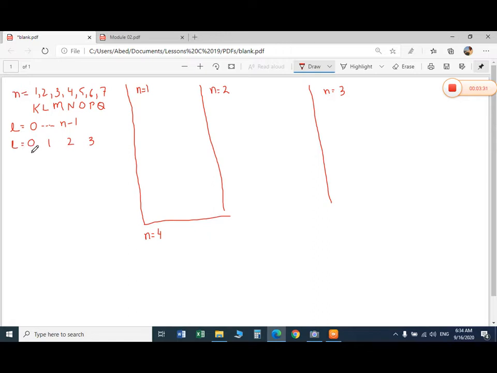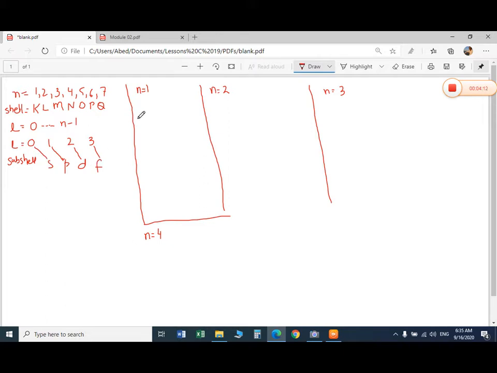L represents the subshell. We write here subshell. This 0 will be equal to S, this 1 will be equal to P, this 2 will be equal to D, and this 3 will be equal to F: SPDF. And let me write here shells, because the principal quantum number represents the shells. Shells are K, L, M, N, O, P, Q, and subshells are S, P, D, F.